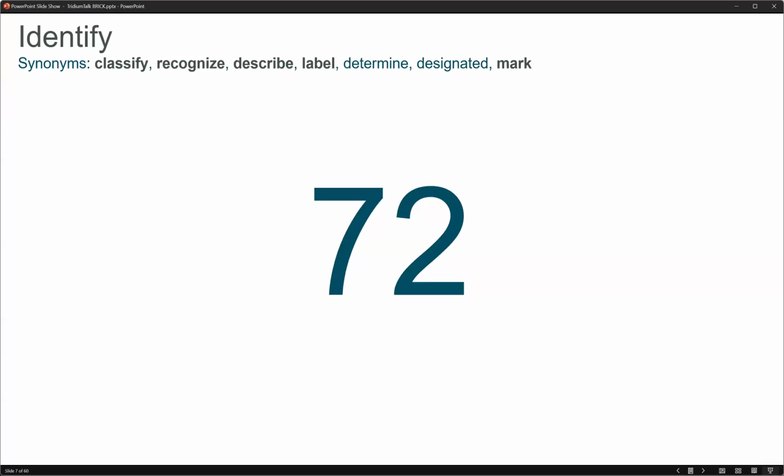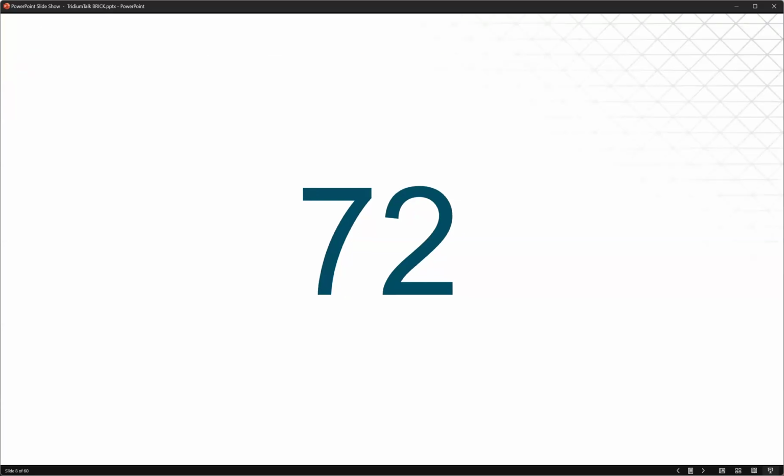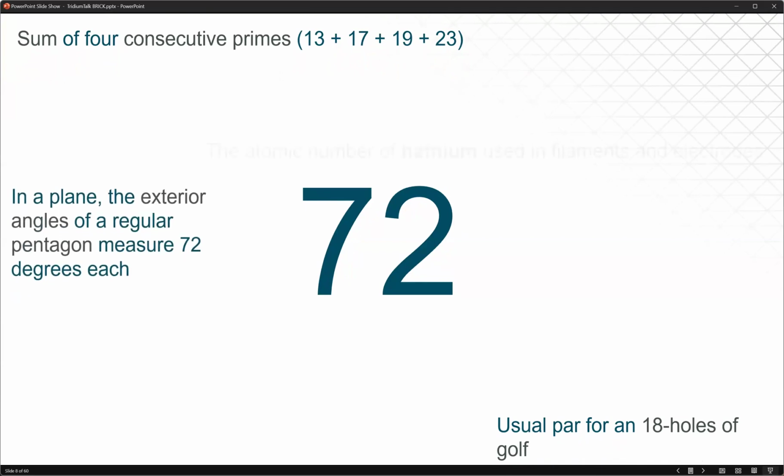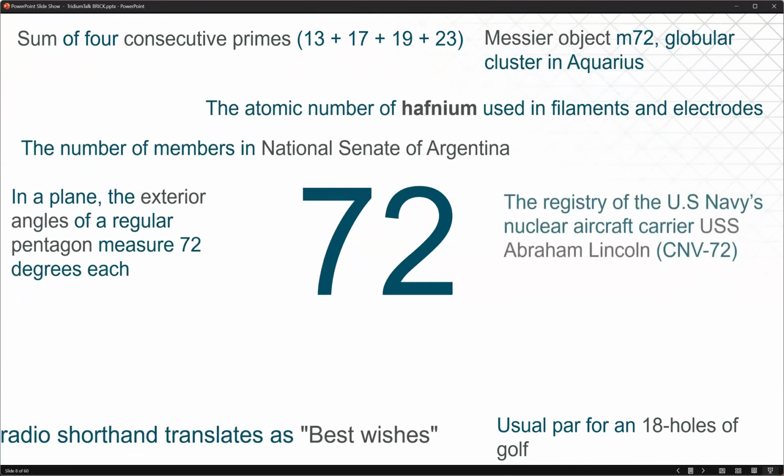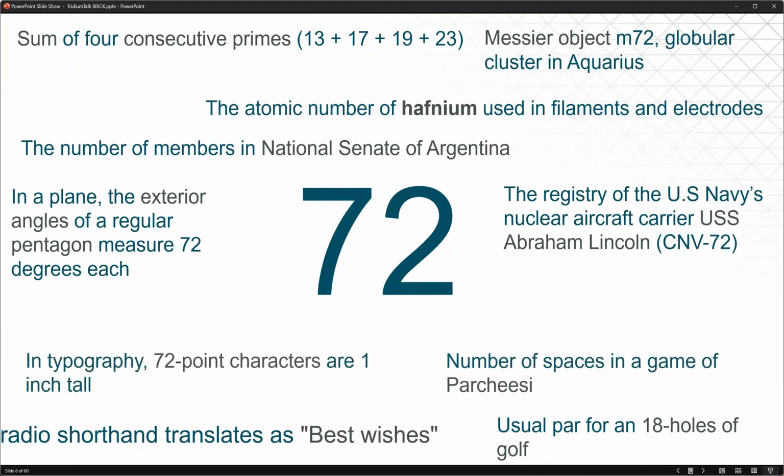So if we look at 72, that's all we look at. How do you know what that is? And I think some of you have already seen how I talk about this. Is it the sum of 13, 17, 19, 23? Or is it a measure object in the sky? Is it the number of an angle, an exterior angle of a pentagon measures 72 degrees each? Is it a U.S. Navy carrier? You get the point. Is it 18 holes of golf?